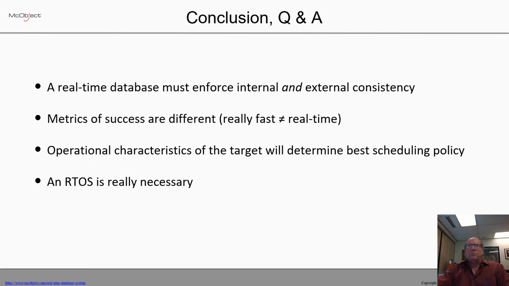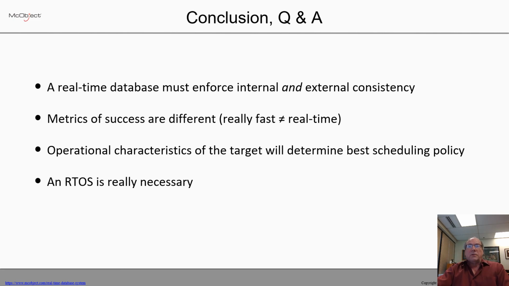So wrapping this up, I hope I've done an adequate job of explaining that the responsibility of a real-time database system encompasses that of a conventional database system's responsibility to maintain internal consistency, but expands to include the responsibility to maintain consistency with the real world. In other words, external consistency. I hope I've also highlighted that real-time doesn't mean real fast. The metrics used to measure real-time and non-real-time database systems not only are, but they must be different.